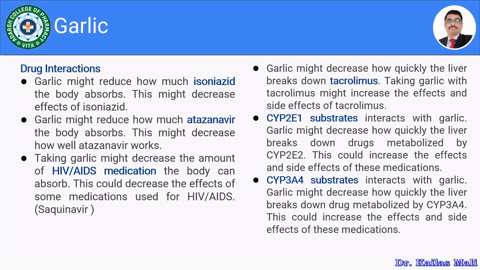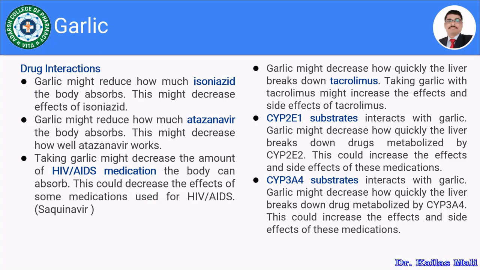The next drug interaction is related with tacrolimus, that is garlic and tacrolimus. Garlic might decrease how quickly the liver breaks down tacrolimus. So by taking garlic with tacrolimus, the effects and side effects of tacrolimus might increase. This is a drug interaction related with enzyme inhibition. Garlic might inhibit certain enzymes responsible for the metabolism of tacrolimus, and that could increase the serum levels of tacrolimus, and furthermore, its effects and side effects are going to be increased.